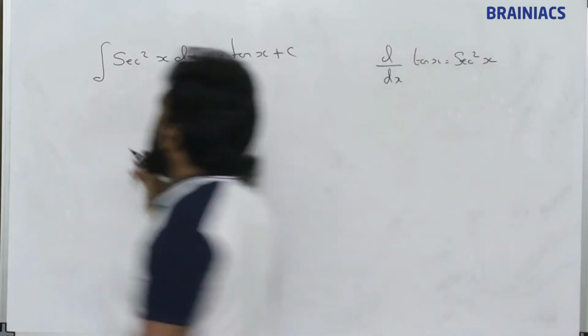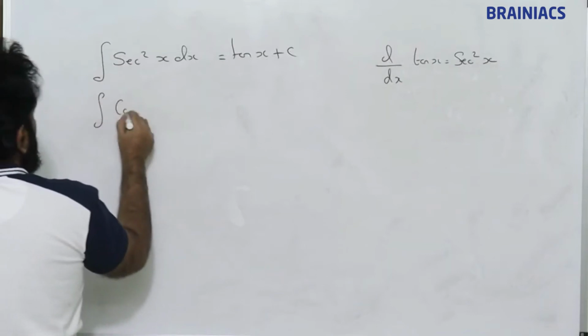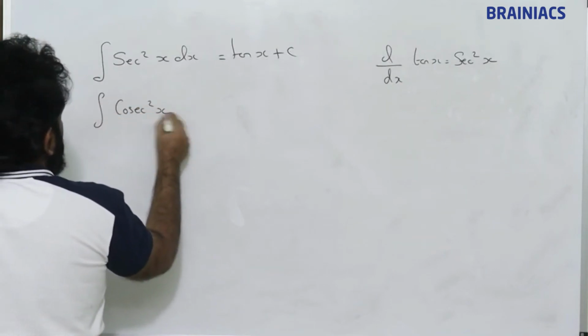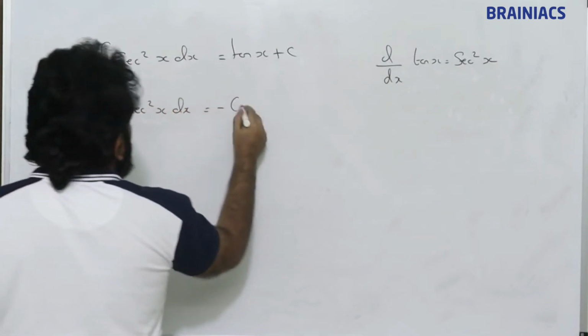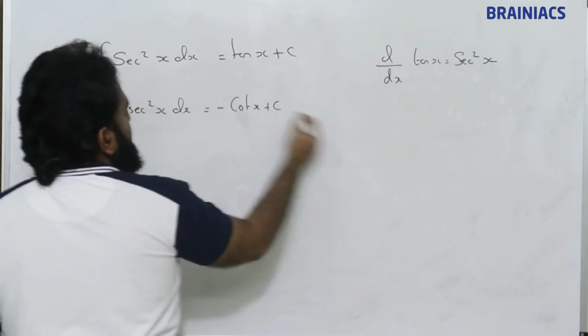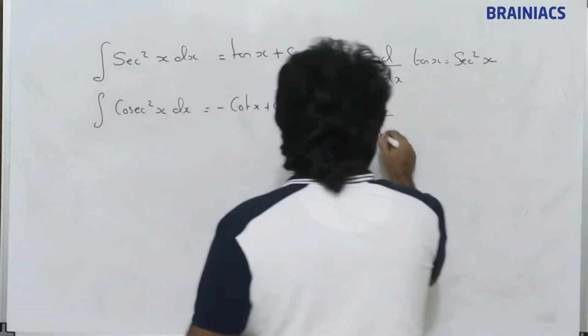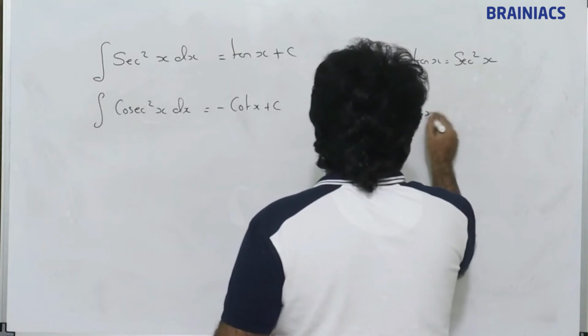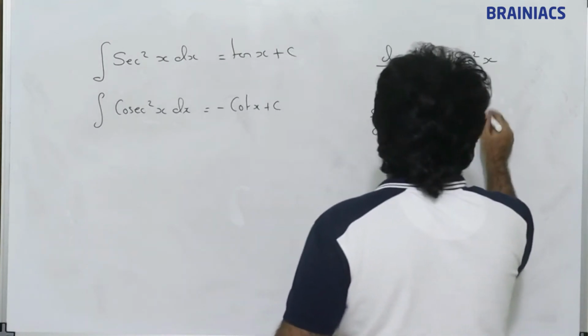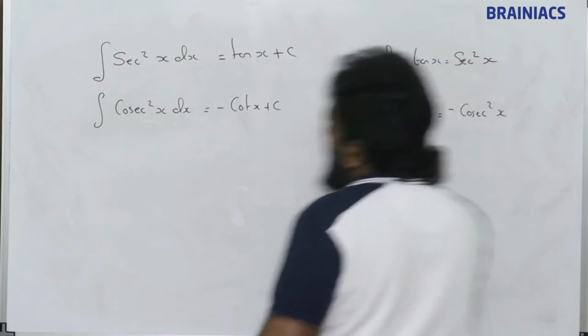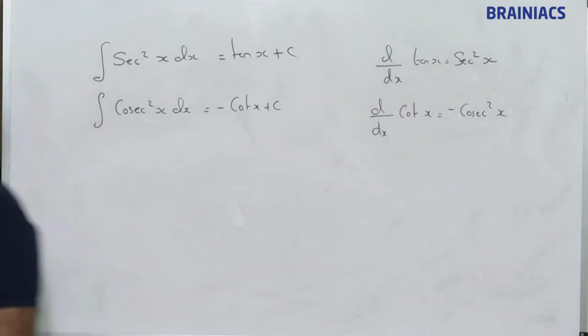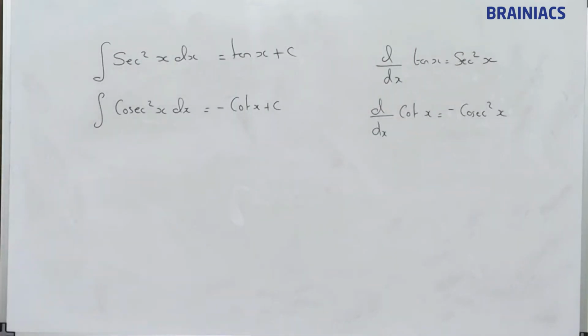Same way, integration of cosec square x dx will be equal to minus cot x plus c. So this was like d by dx of cot x is equal to minus cosec square x. We already got that, that is how we got this formula. Clear or what?